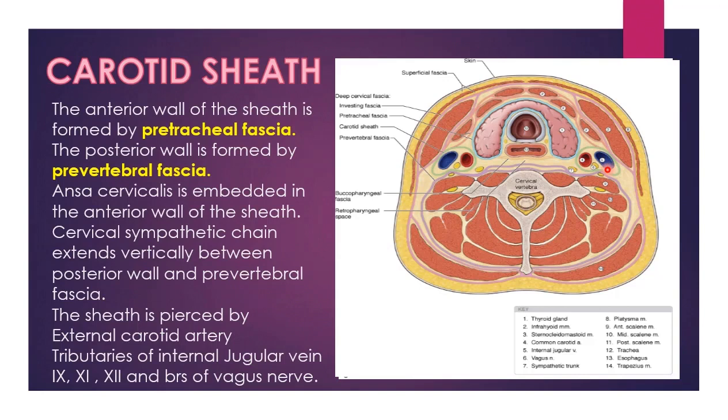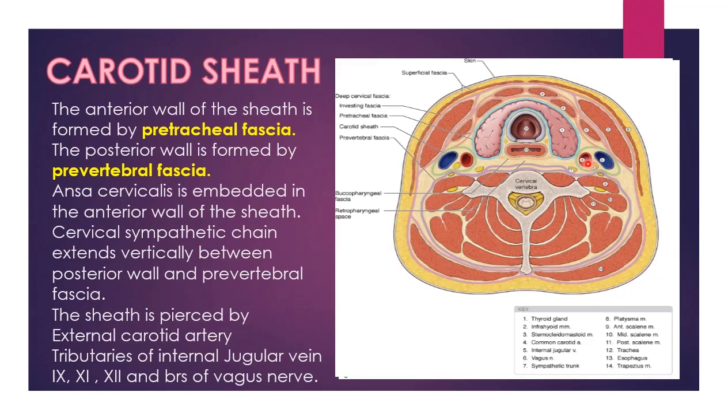When the carotid sheath is asked as a question, you should describe its definition, from where it is derived, what forms its anterior wall and posterior wall, what is the extent of the sheath, superior and inferior extent, and what are the relations: in front Ansa cervicalis and behind the cervical sympathetic chain.